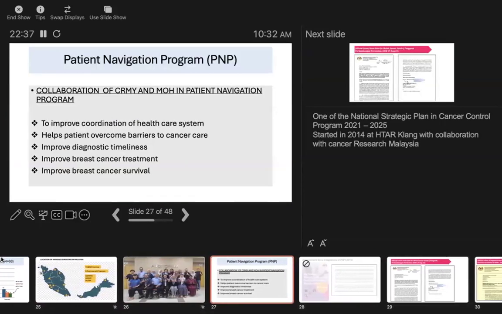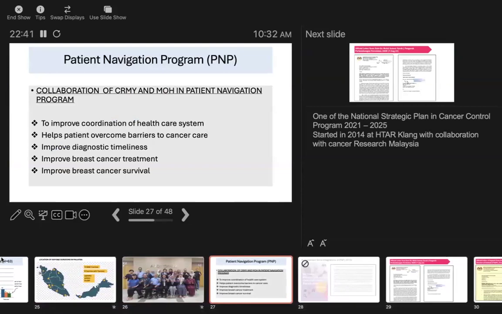Next is the patient navigation program. Patient navigation is one of the national strategic plans in the cancer control program from 2021 to 2025. It was started in 2014, in collaboration with the Cancer Research Foundation. The good thing about this is to set up a patient education program to improve the coordination of the healthcare system, particularly for breast cancer patients.